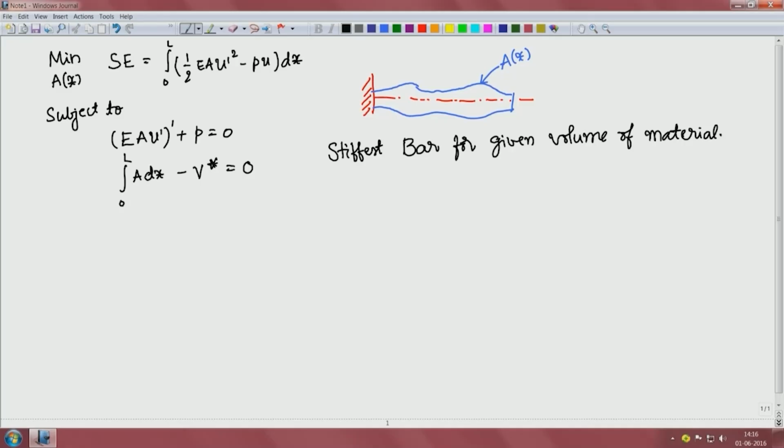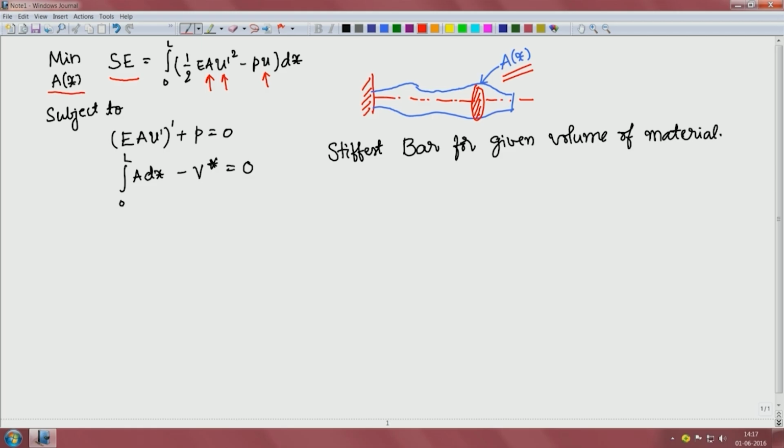That was the stiffest bar problem that you see here. We need to find the area of cross section, that is A of x as a function, that is our design variable here or optimization variable. We need to determine the cross section at any particular point x, where we wanted to minimize the strain energy, which we have written in terms of A of x and u of x and its derivative. In this case it is the first derivative, and where E is the Young's modulus.